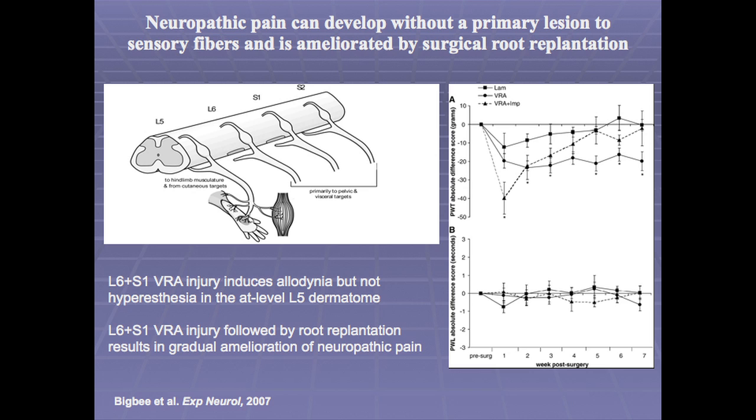And so what we were surprised to see here, that even though we did not do a sensory injury, we still had a sensory consequence. That was a bit of a surprise to us. But the second part of this was when we surgically replanted these roots back into the spinal cord, that initial pain gradually disappeared, and the sensory levels came back to baseline.